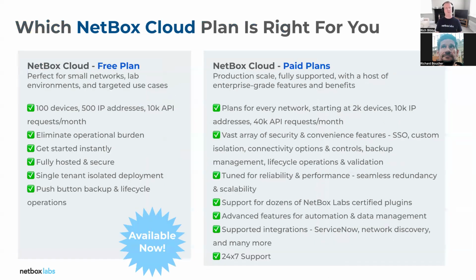Now, we have a couple of NetBox plans, or a few options really. One of which was the free plan, which we launched, I think, about 2 or 3 weeks ago now, very, very new. So this is the free plan for NetBox Cloud. It is perfect for small networks and lab environments and maybe some targeted use cases. So you can see there are some limitations there. It's 100 devices, 500 IP addresses, and 10,000 API requests per month. But you can actually do pay as you go on this as well. So if you go over those limits slightly, you can do pay as you go.